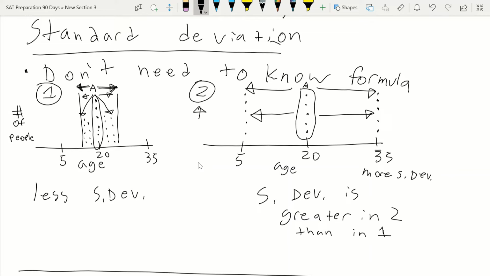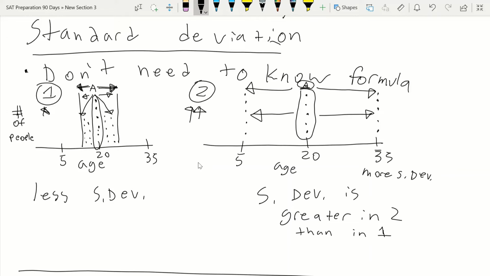We've got our 2 types of plots right here. So we've got scatter plots, right? Now, if we're going to decide which one has greater standard deviation, that would be plot number 2, because standard deviation is a measure of how much we deviate from our average. We see our average for each plot is at 20, right? Our average for each plot's at 20. So the question is, which one deviates more from the average? Well, if we look at plot 1, its deviation from its average is only about 7 years, right?